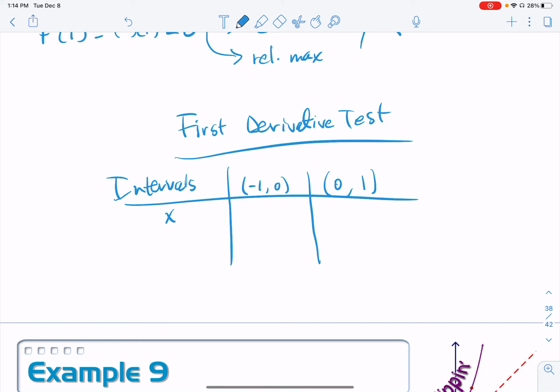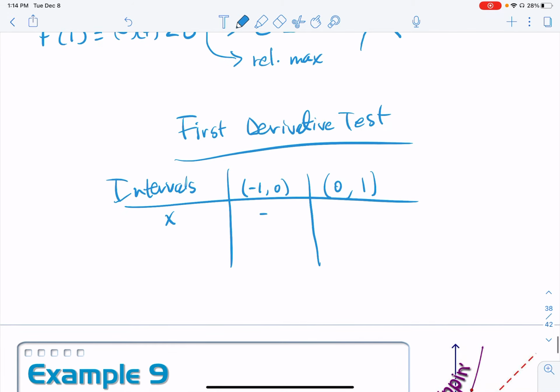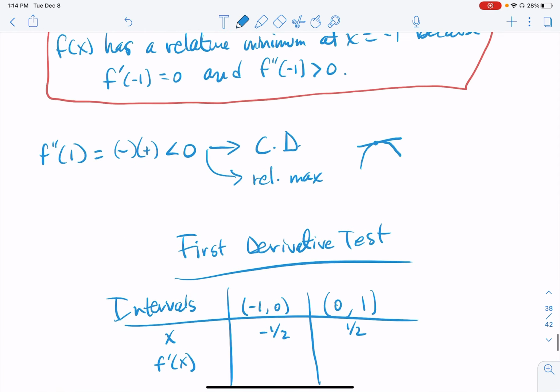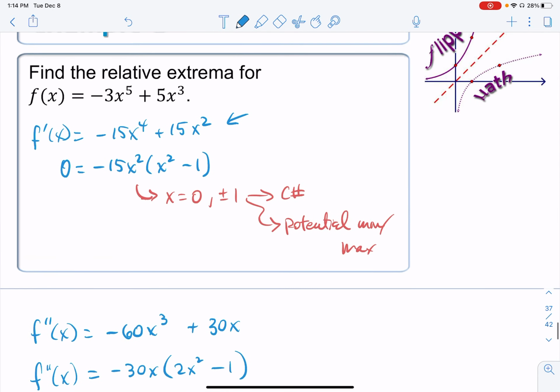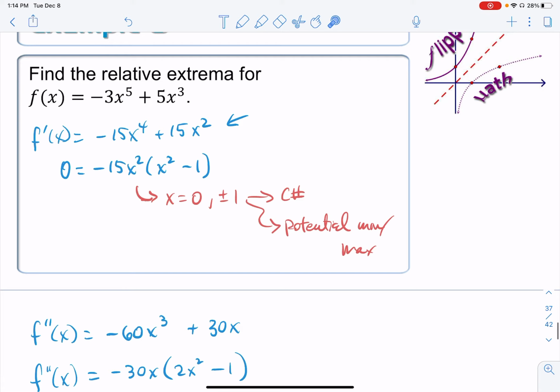We need some test values to plug in here. And how about plus or minus a half? Okay, first derivative test. We plug these test values into the first derivative in order to be able to tell something about f of x. So what was the first derivative? Heck if I know. It's way the heck up here. We want to plug this into our factored form.